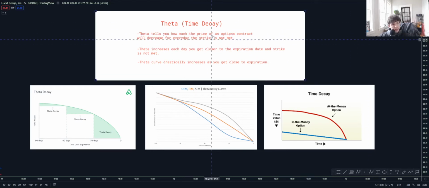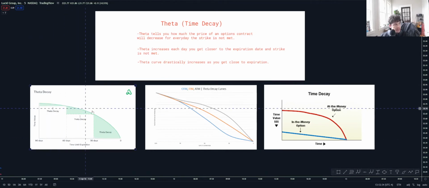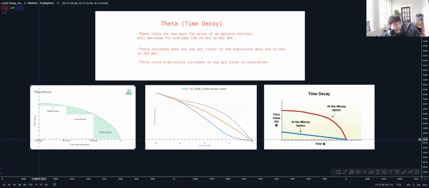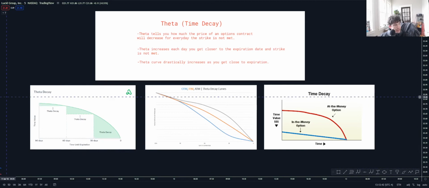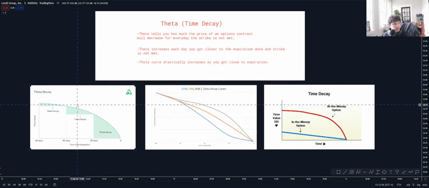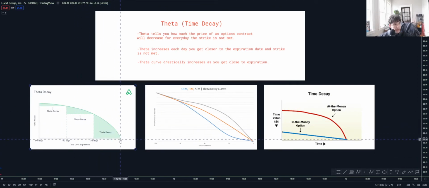I typed this up myself and then pasted it here into TradingView. But you can see this Theta decay curve, where it starts here at 90 days, and this is time until those contracts expire. You can see not a whole lot of decay. 60 days out, decay starts to increase, and then 30 days out up until that expiration date, that decay curve, like I said before, drastically starts to increase.